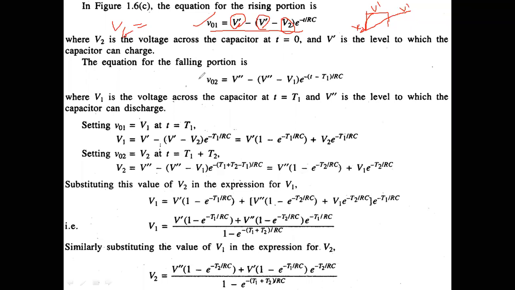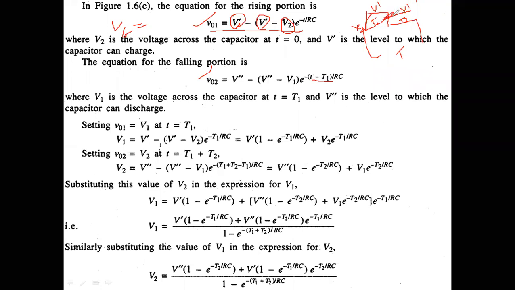Similarly, I am writing VO2. VO2 is nothing but for the next time period, between this time period. Therefore, this is the T2 time period, that is, the total time period T minus T1. The total time period is T. This positive pulse has T1, and this is T2. Therefore, T2 is nothing but T minus T1. That's why I have taken the time period as T minus T1.